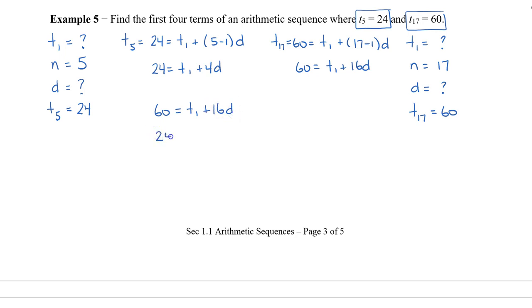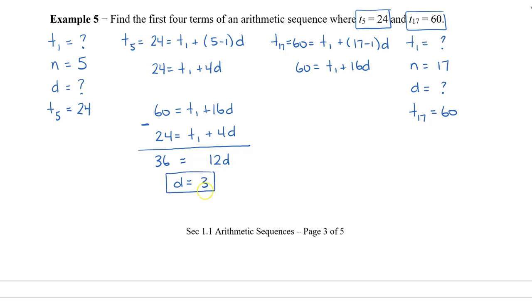And then we'll put 24 equals T1 plus 4D underneath. I'm going to eliminate by subtraction. So we're going to go 60 minus 24, which is 36, equals T1 minus T1 is 0, which is what we want. So we're left with 16D minus 4D, which is 12D. Divide both sides by 12, and we get D equals 3.